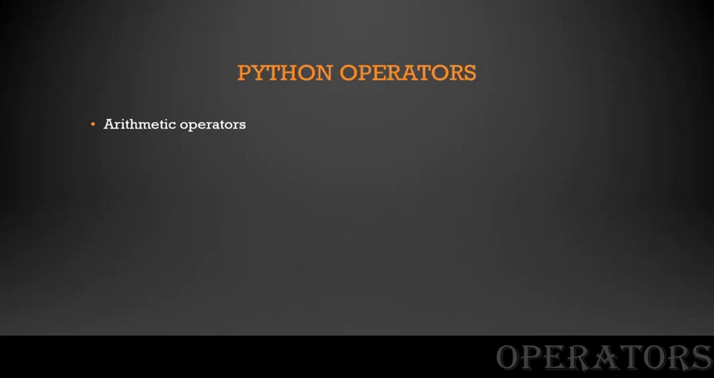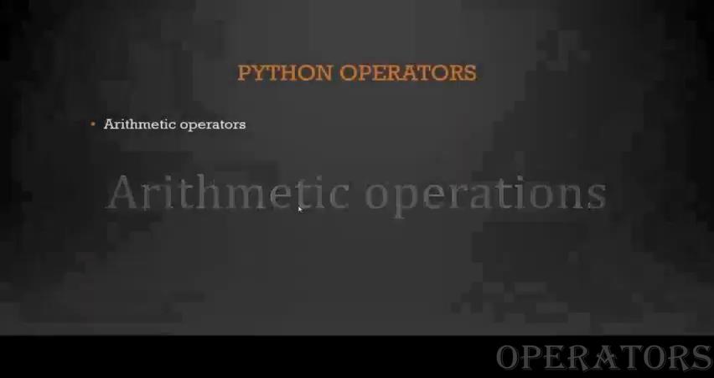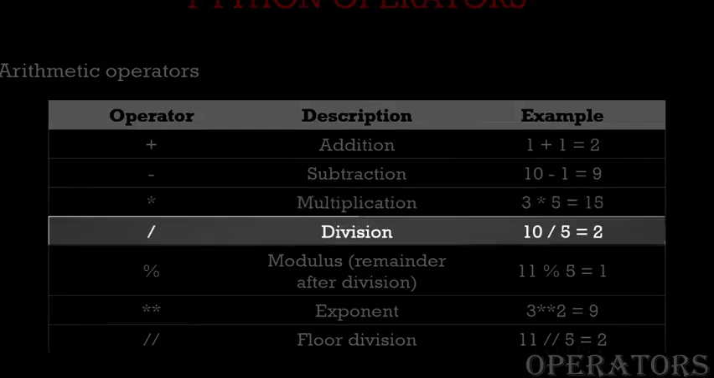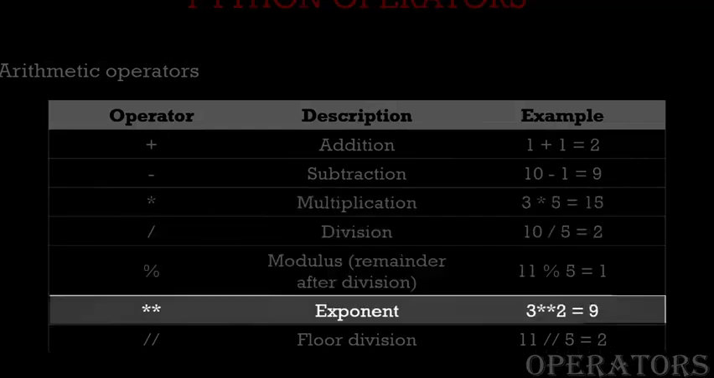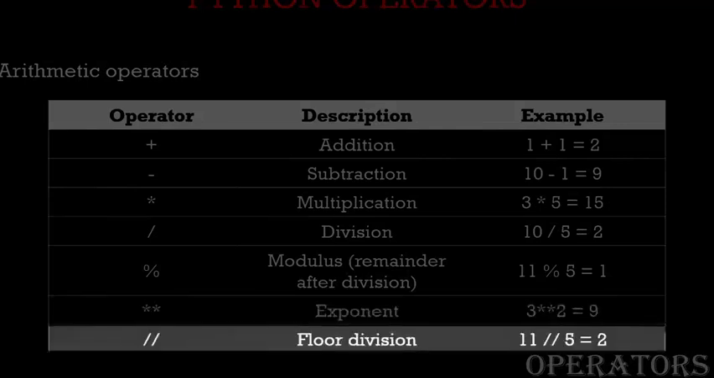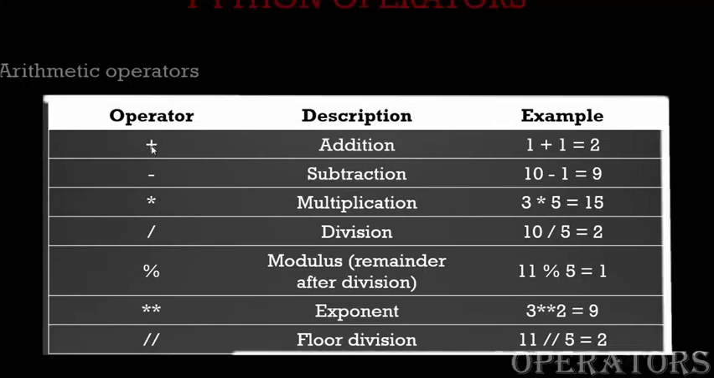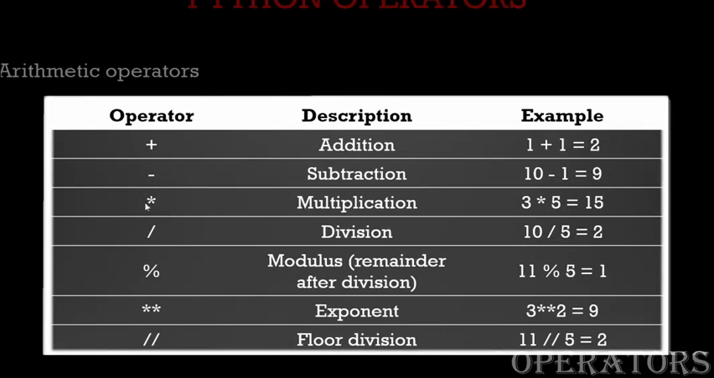These are arithmetic operators. As the name implies, arithmetic operators do arithmetic operations: addition, subtraction, multiplication, division, and we have modulus, exponent, and finally floor division. Here you can see the operator that is used. The plus sign is for addition, for example 1 plus 1 is equal to 2. Subtraction, 10 minus 1 is 9. Multiplication, 3 fives are 15. Division, 10 by 5 is equal to 2.